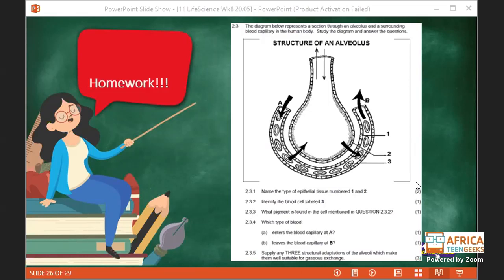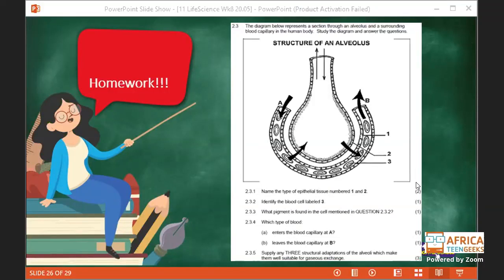And it reads, the diagram below represents a section through an alveolus and a surrounding blood capillary in the human body. Study the diagram and answer the questions. Question 2.3.1, name the type of epithelial tissue numbered 1 and 2. Question 2.3.2, identify blood cell labeled 3. And then question 2.3.3, what pigment is found in the cell mentioned in question 2.3.2?